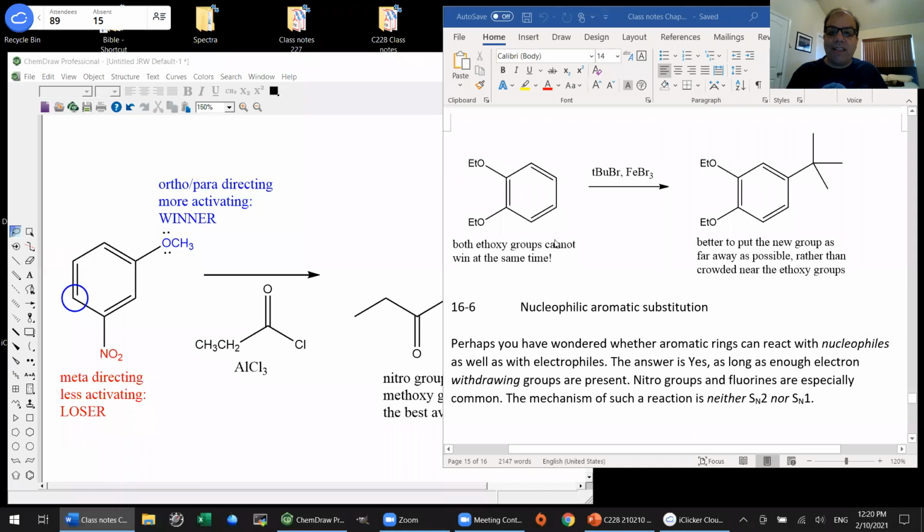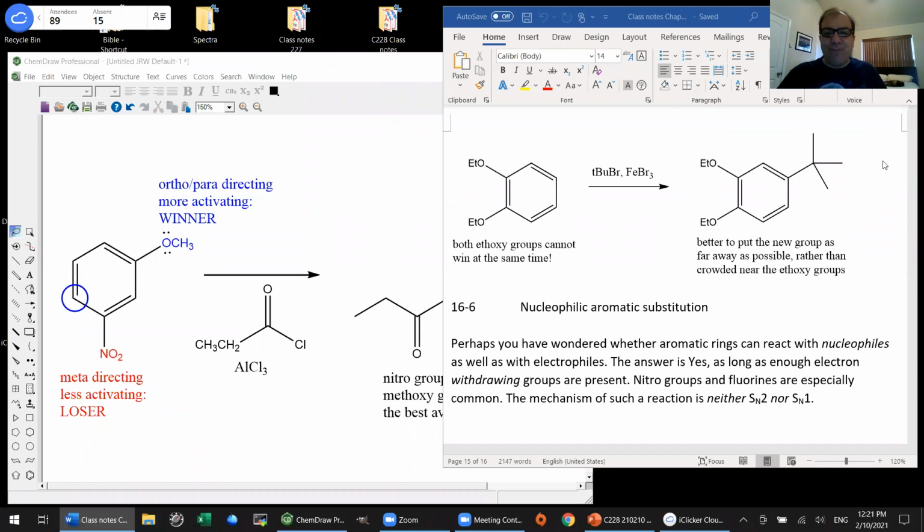So let's look at this compound here with the 2 ethoxy groups. And let's say that we're going to do a Friedel-Crafts alkylation with tert-butyl bromide and iron(III) bromide. Well, both of these ethoxy groups cannot win. If the new group comes in para to one of them, then it's meta to the other. If it comes in ortho to one of them, then it's meta to the other. So they cannot both win. So really, we have only 2 choices. We can either put the tert-butyl group next to one of the ethoxies, or we can put it out here so that it's para to one of them and meta to the other one.